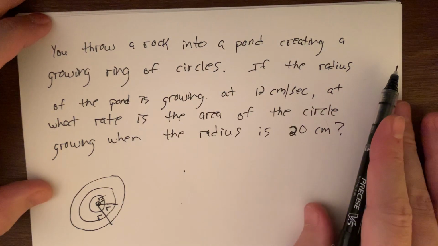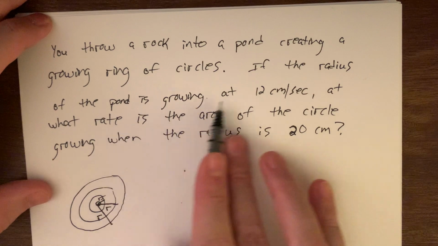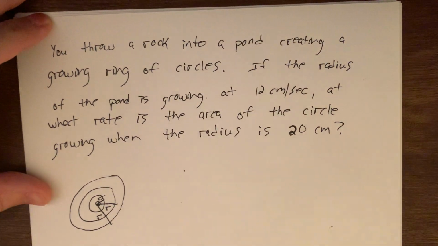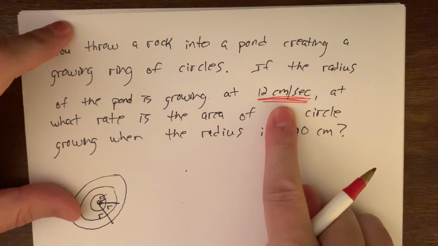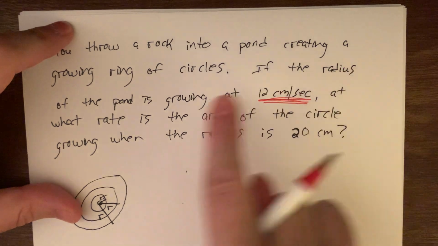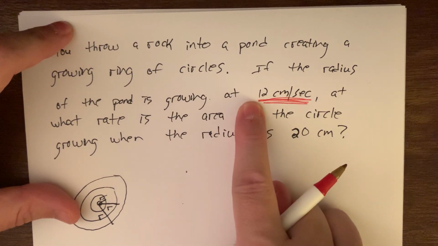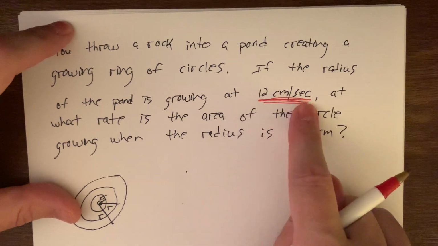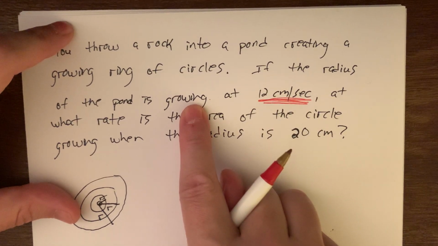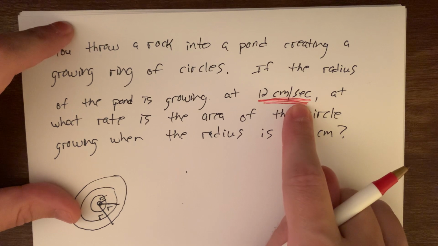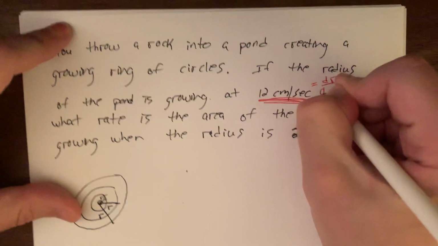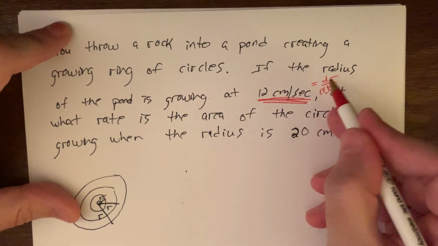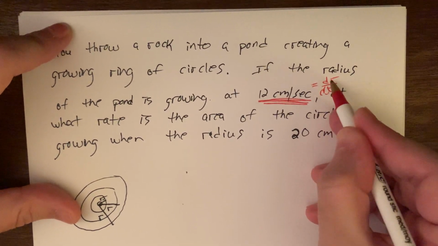As I go through it here, I read the problem. If the radius of the pond is growing at 12 centimeters per second, that needs to stand out. That is given information. The radius is growing, so this would be a positive, that sense of growing, not decreasing. But even if I didn't have the word growing, just the sense of the units, this is not telling me what the radius is, it's telling me the rate the radius is changing. So that will be the derivative of the radius with respect to time, so dr/dt.